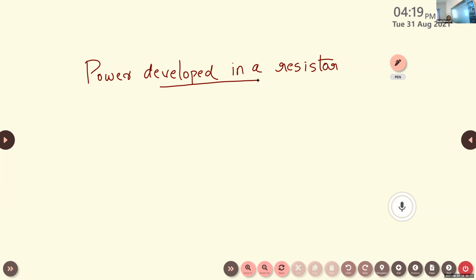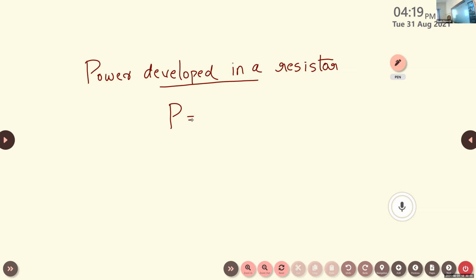What is the equation for calculating power? How can we calculate electric power? We already discussed an equation in the chapter on current electricity. P is equal to W by T, the rate of doing work. But we discussed one more equation for calculating electric power: P is equal to VI. That is what is known as electric power.